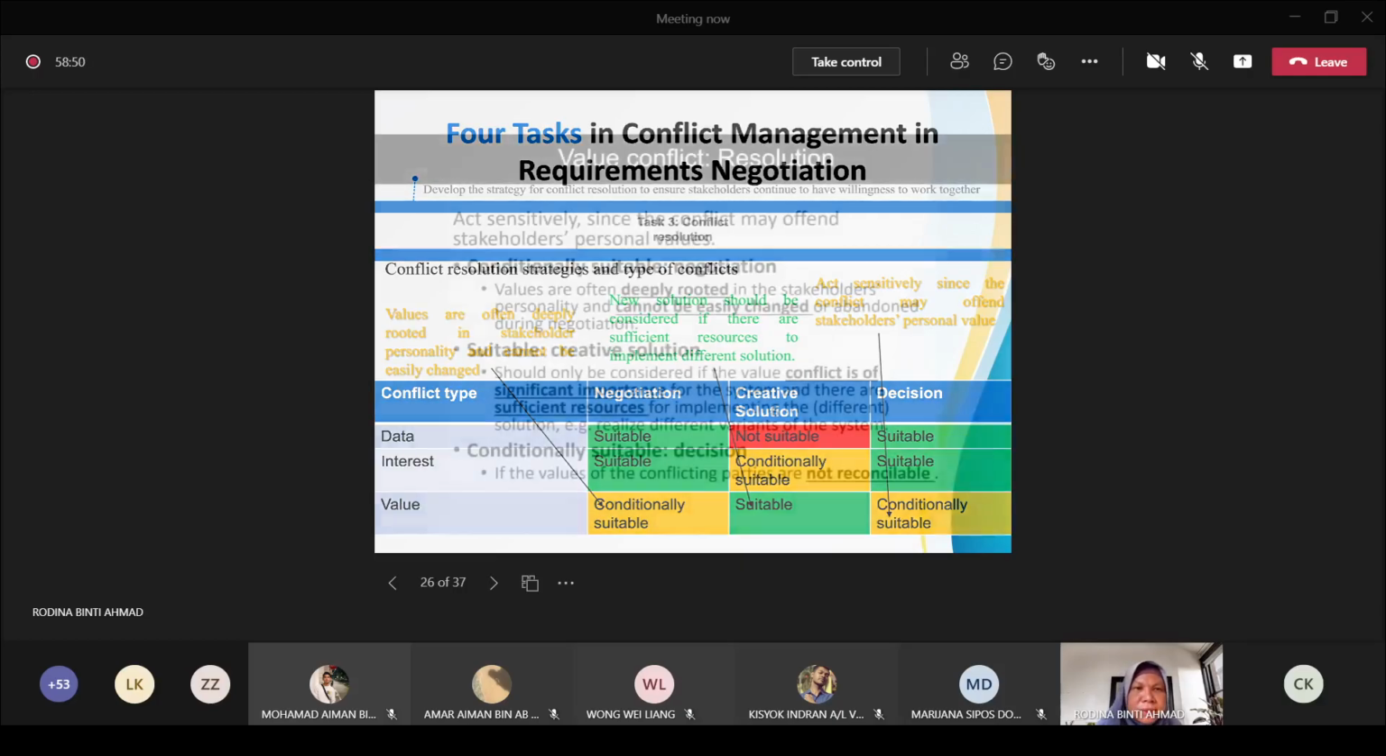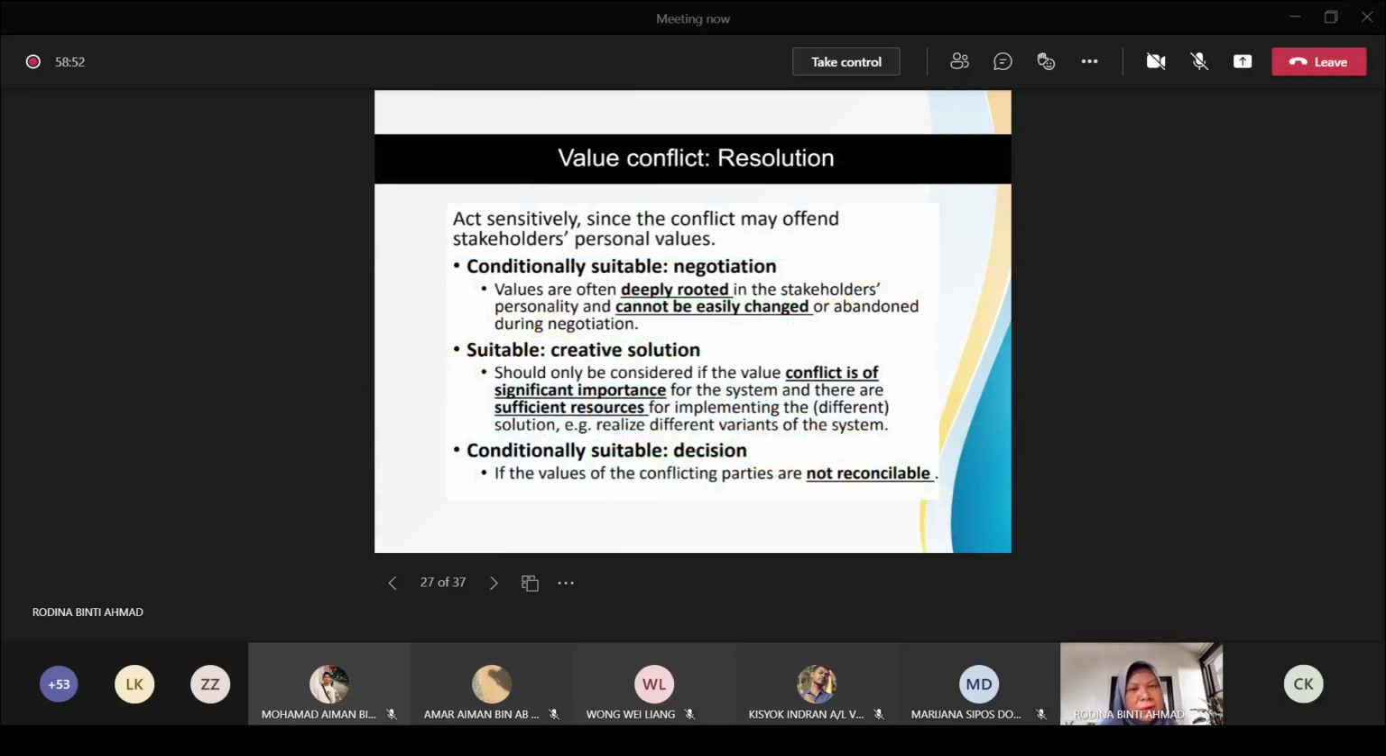So the description here says that for value conflicts, you have to act sensitively, because they are dealing with people's principles. Sometimes they are not able to tolerate it, since the conflict may offend their stakeholders' personal values. So you might want to negotiate, if possible, but values are often deeply rooted in the stakeholders' personality, and cannot be easily changed in one day or one month. So if not possible, then maybe negotiation is not so suitable, similarly to the decision, because sometimes the values of the conflicting parties are not reconcilable.